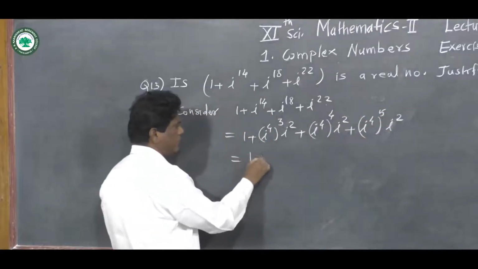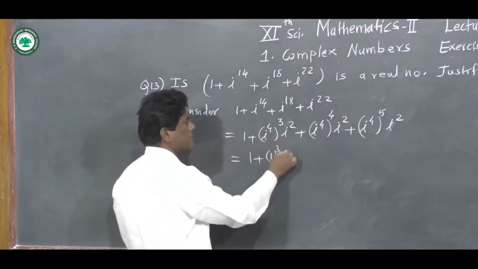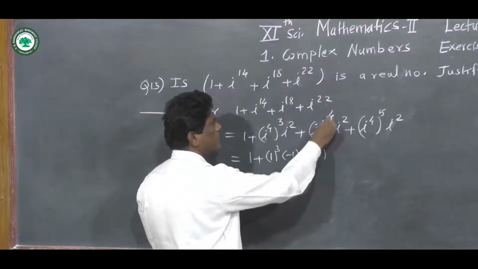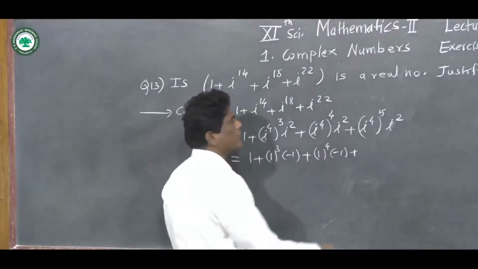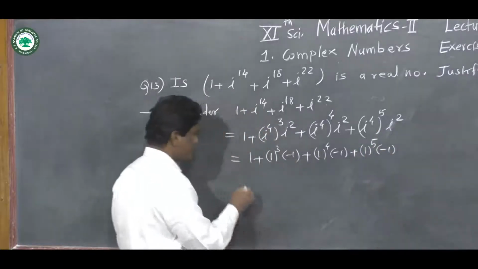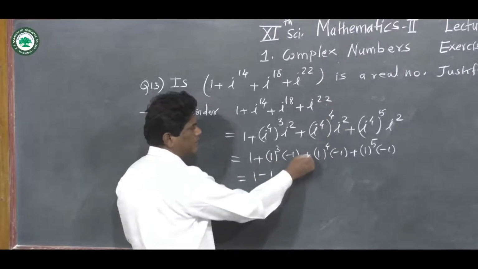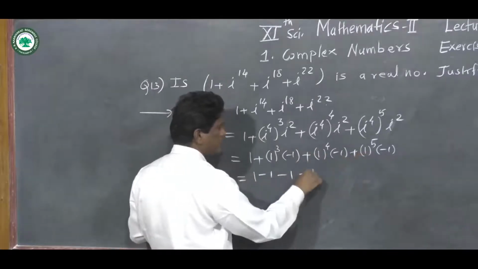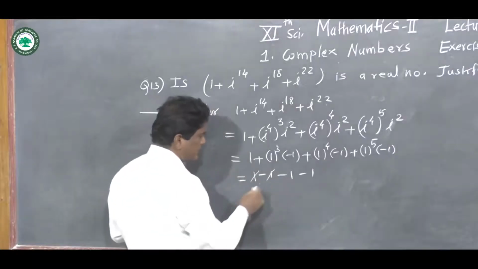So we get 1 plus I to the power 4, we know it is 1, so 1 to the power 3, I square is minus 1. Plus I to the power 4 is 1, so 1 to the power 4 into I square, again minus 1. Plus I to the power 4 is 1, 1 to the power 5, I square minus 1. And so we get 1 cube is 1 into minus 1, that is minus 1. Again 1 into minus 1, minus 1. Again 1 into minus 1, minus 1. Here plus 1 and minus 1 get cancelled. So the answer is minus 1, minus 2.